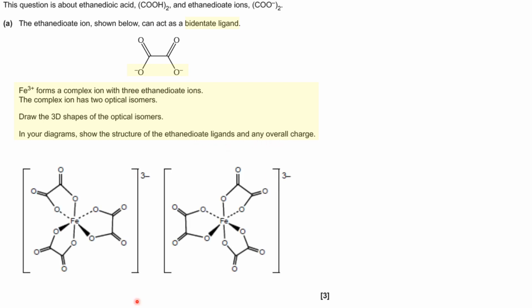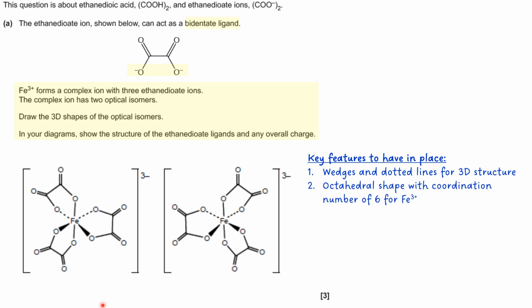So looking at the structures from the mark scheme, let's have a look at the key features they have. Firstly, wedges and dotted lines. The wedges are there, dotted lines at the back there. Then the octahedral shape with a coordination number of 6. So 1, 2, 3, 4, 5, 6 bonds. All coordinate bonds are to the negatively charged oxygen atoms. So therefore, those oxygen atoms are the ones that need to face inwards towards the Fe.